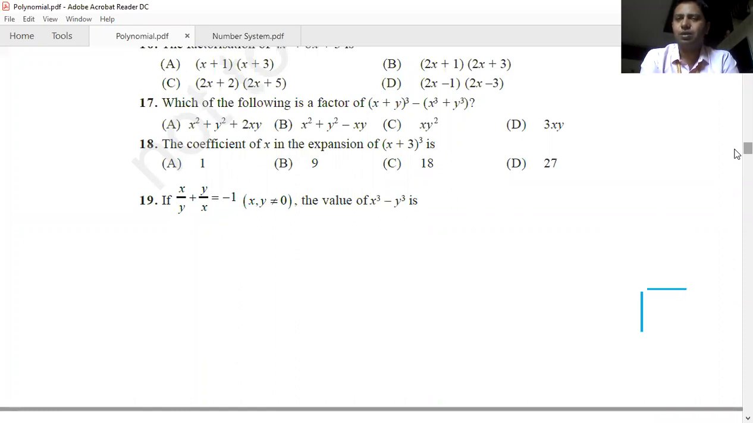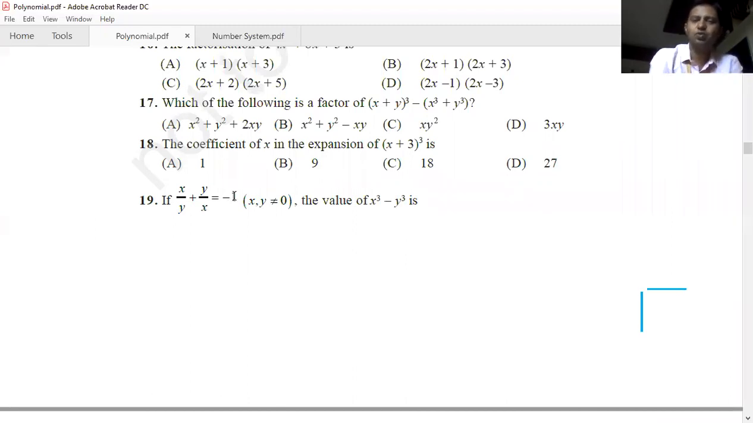x square plus xy plus y square. Or a cube minus b cube is a minus b, a square plus ab plus b square. So when I get this x cube minus y cube, that will be x minus y times x square plus xy plus y square. Now after solving the given condition, we take the LCM xy, so x square plus y square is equal to minus xy.